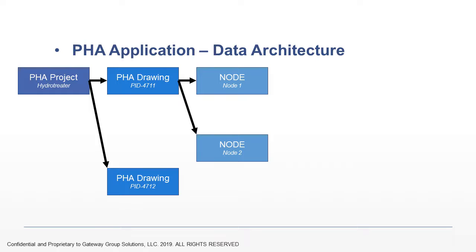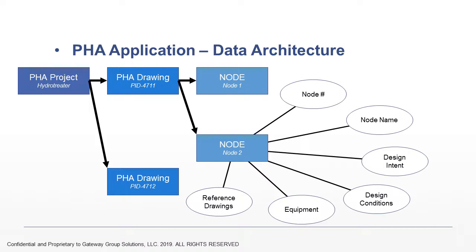The process shown on a given PHA drawing is partitioned into a number of nodes. Here again, there's a one-to-many relationship between the drawing and its nodes. Each node is specified with a number of attributes: the node number, the node name, the design intent, the design conditions, affected equipment, and reference drawings.